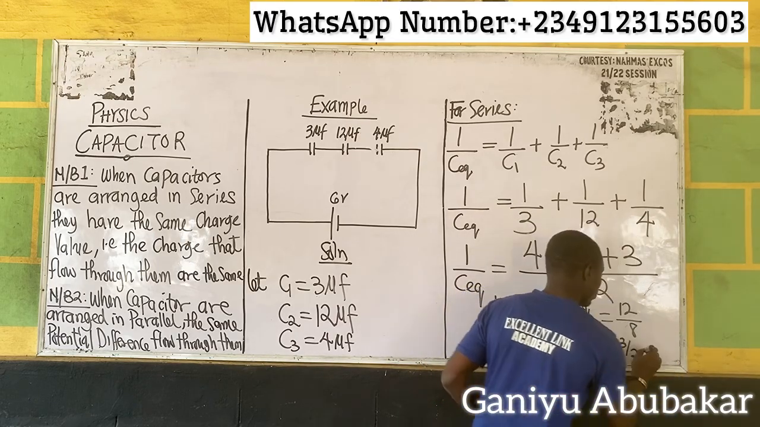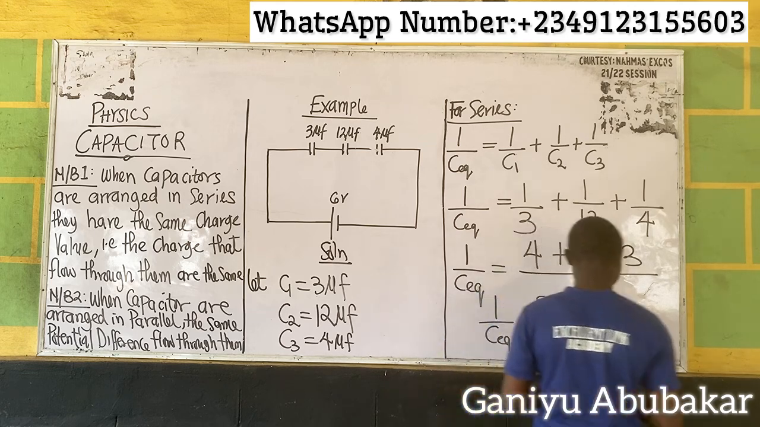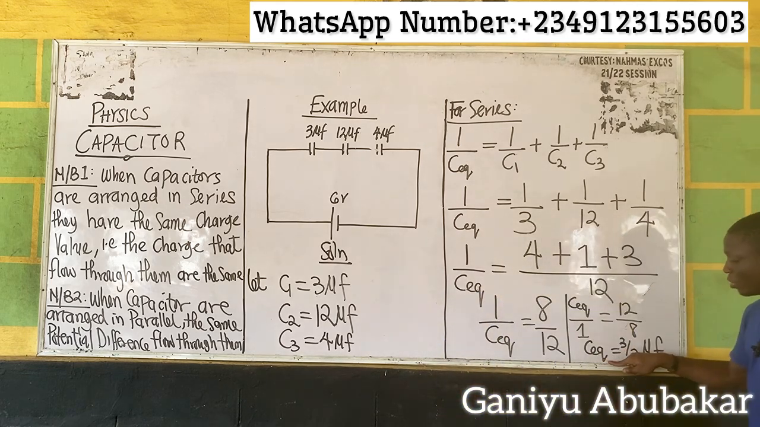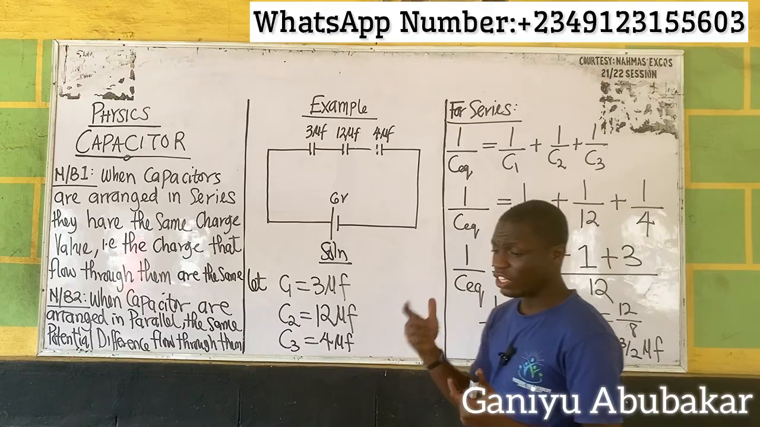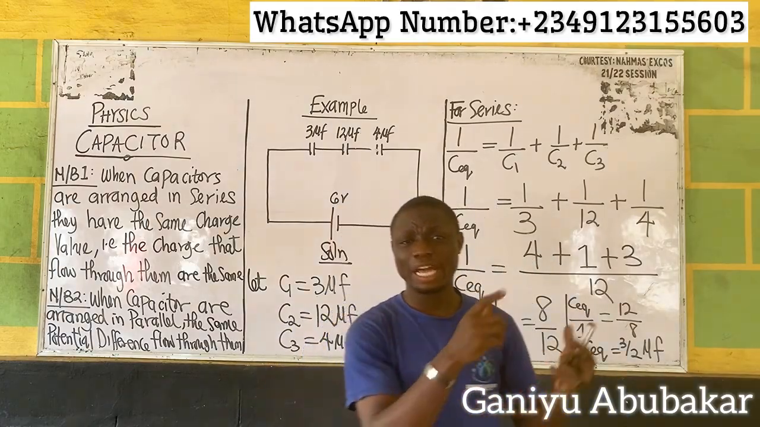So 3 over 2 microfarad. So the value for CEQ is 3 over 2 microfarad. In decimal form, it gives you 0.5 microfarad as the value for CEQ. So that's the first task. We also find the value for CEQ, that's equivalent capacitance.